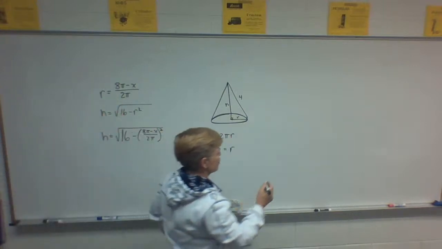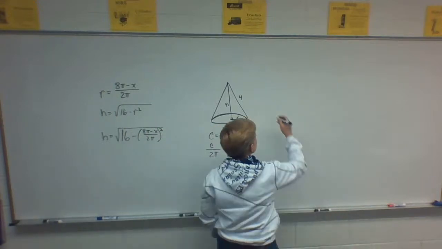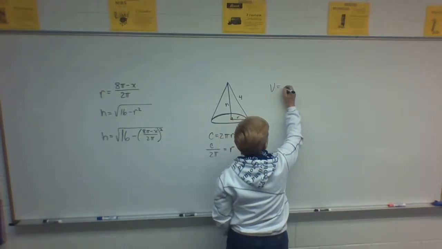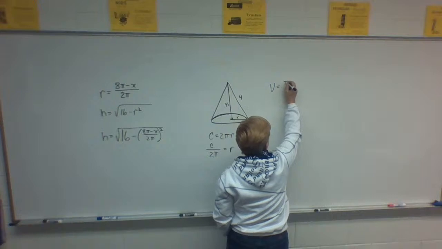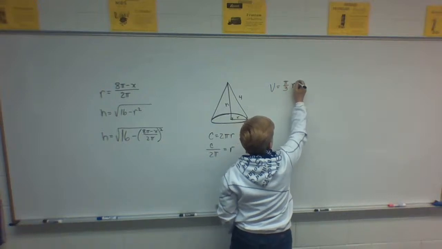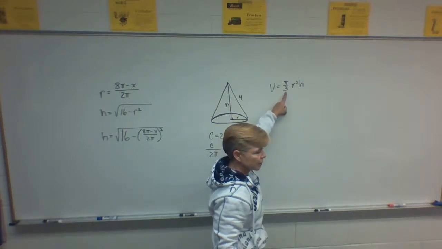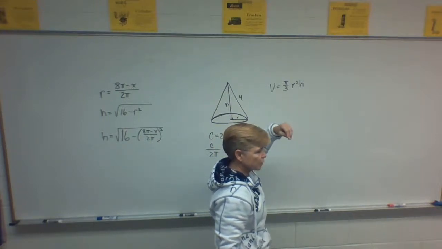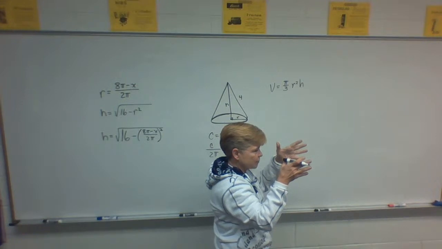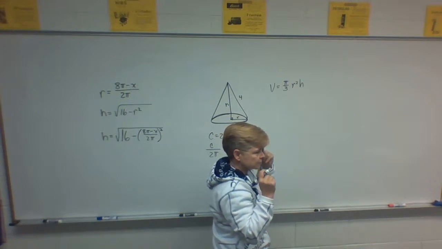Now I just have to remember the volume of a cone because that's what I want to maximize. The volume of a cone is equal to 1/3 pi r squared h. Because it's pointy, we divide by 3. Remember that? Pointy things are 1/3 of what they would be if we just left them spread out in geometry, you recall?